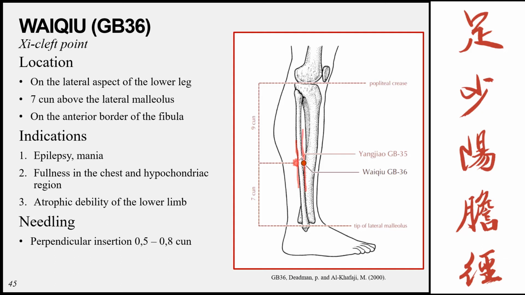This point is used for similar things: epilepsy, mania, fullness in the chest and hypochondriac region, and atrophic debility of the lower limb. Needling is perpendicular, 0.5 to 0.8 cun.